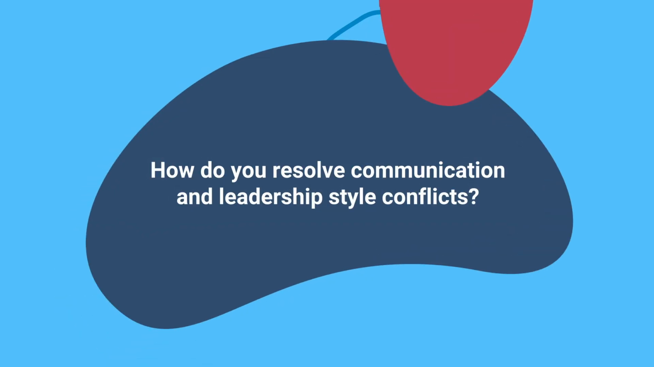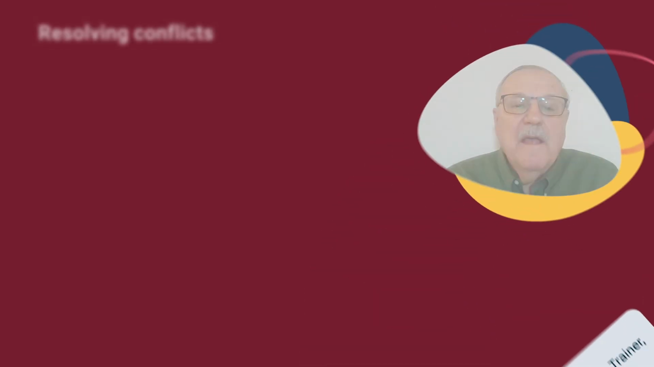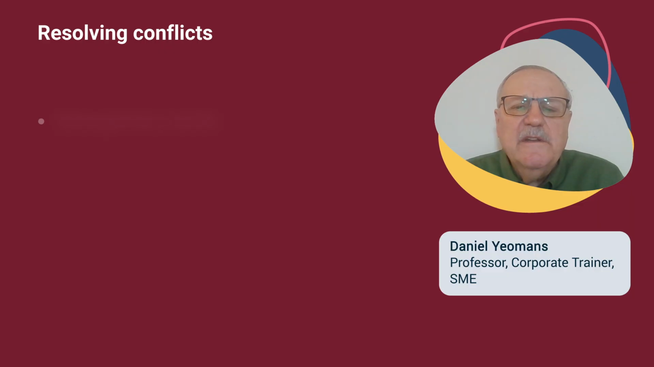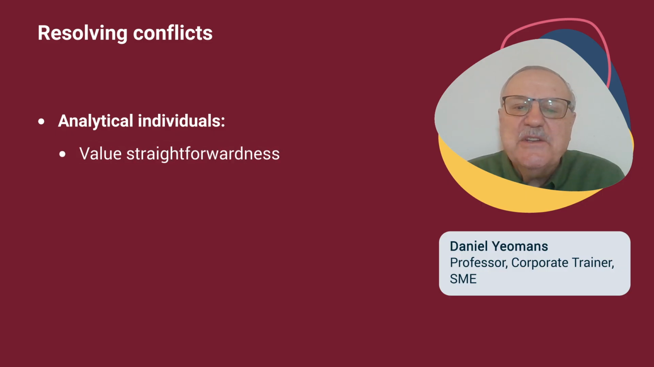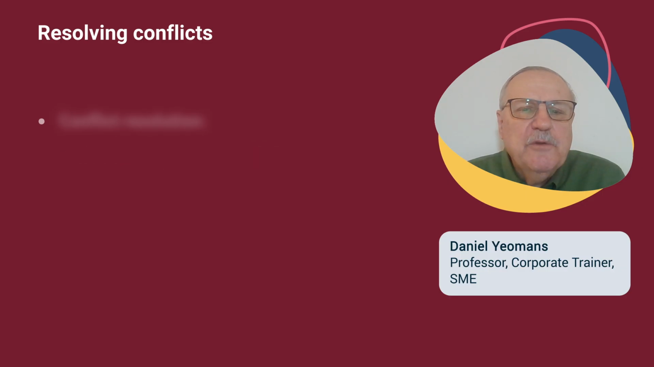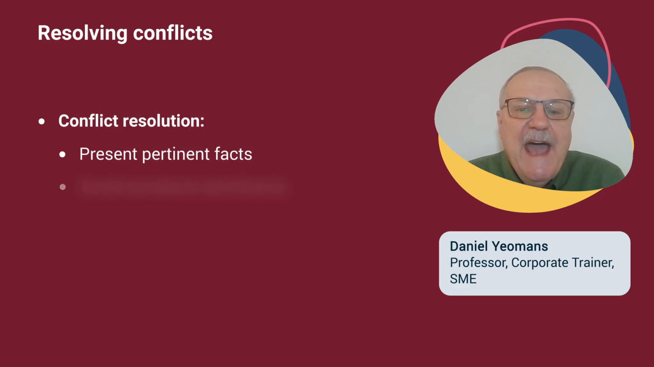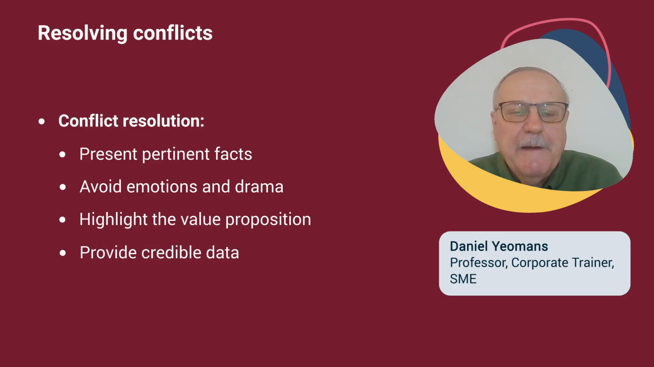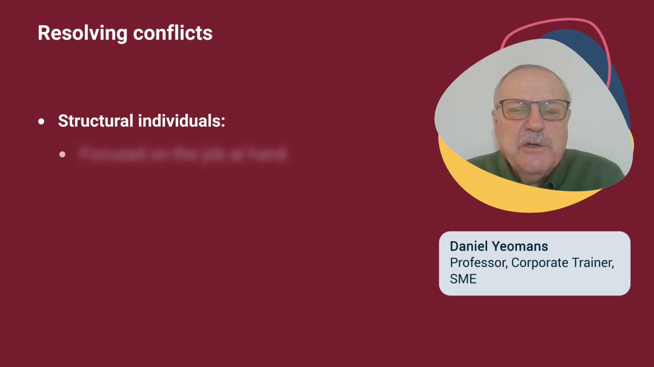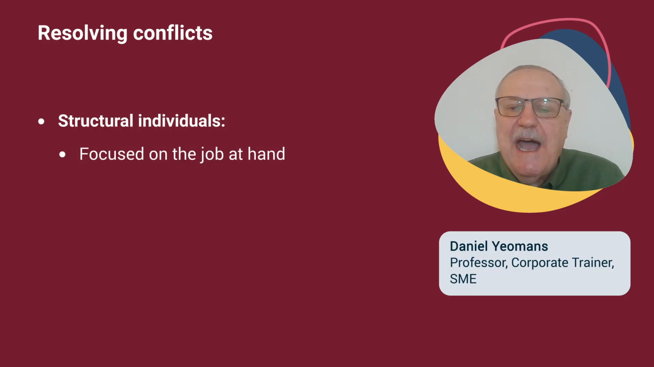Next, let's listen to the experts share how they resolve communication and leadership style conflicts. There are 4 basic styles. I will leverage the Emergenetics model to respond. Analytical individuals appreciate a direct and straightforward approach. To address conflict, provide the pertinent facts, avoid emotions and drama, share the value proposition, and ensure you provide credible data. Structural individuals are focused on how to do the job at hand.